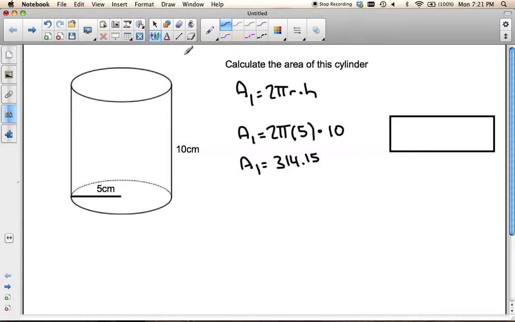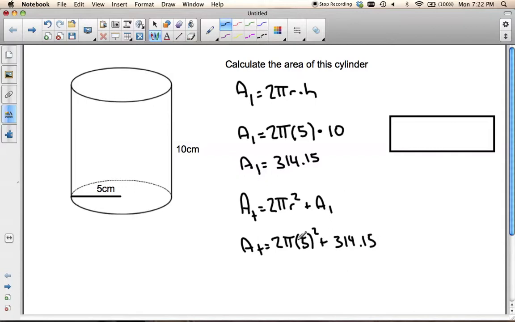Well, we know that the area for one circle is pi r squared. So if we have two circles, what do you think we're going to do? We're going to multiply it by 2. So for total area, which we write as AT, is 2 times pi times the radius squared plus lateral area, which we know is 2 pi r times height. And again, all we're going to do is substitute in the information. So our total area is equal to 2 times pi times the radius squared plus lateral area, which is 314.15. So 2 times pi times 5 squared is going to give me 157.07.